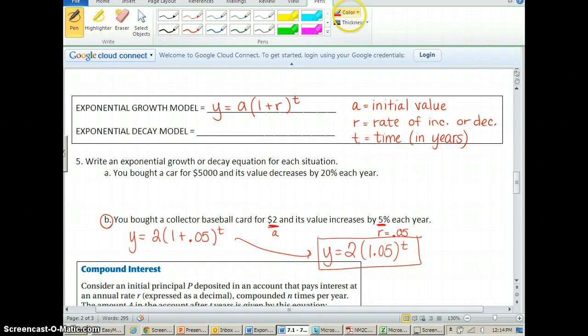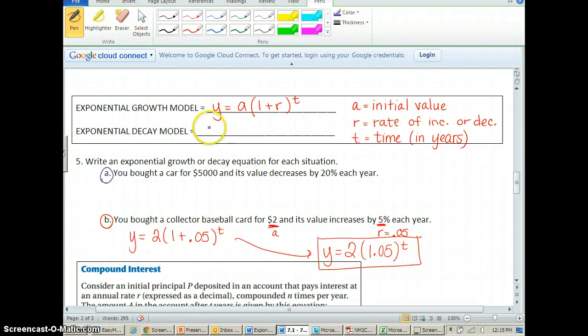So let's go back up now to exponential decay, which is a little bit different, and we have to think about this the same way. The equation is always based on what we're keeping. So if we look at example A here, which is decay, you bought a car for $5,000, a cheap car, and its value decreases by 20% each year. So if I'm losing 20% of the value, the question really is how much of the value do I get to keep? So if I lose 20, that means I'm keeping 80% of the value.